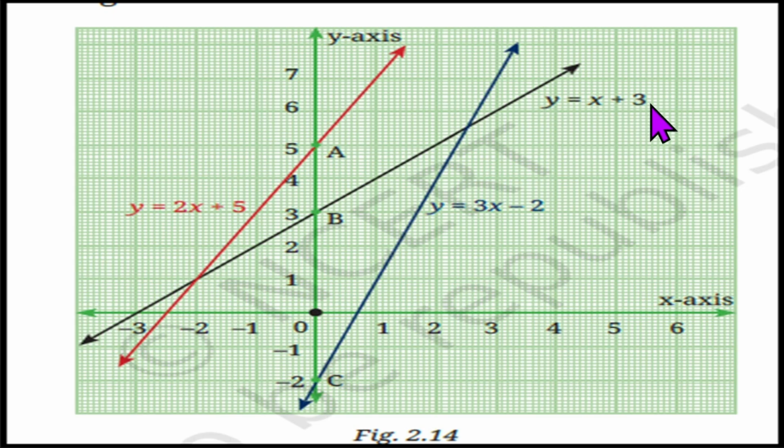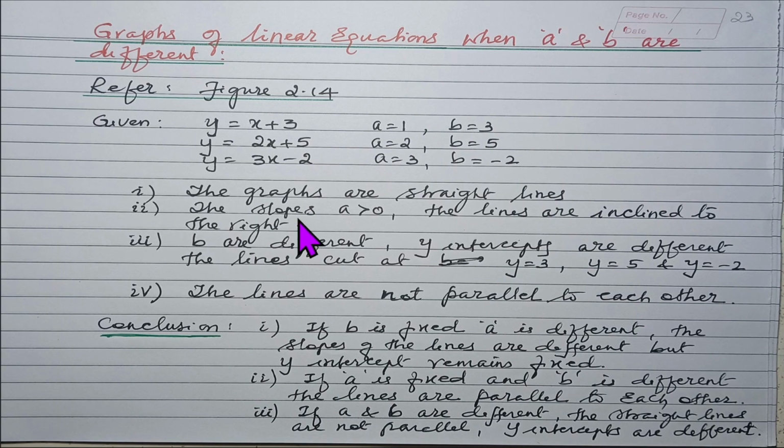The slopes are different, the intercepts are also different. In the first case the intercept is plus 5, in the second case the intercept is plus 3, and in the third case the intercept is minus 2. So all the intercepts are different, and the slopes and inclinations are different, but all are inclined towards the right because the slopes are all positive. a is greater than 0, but none of them are parallel. So the graphs are not parallel.